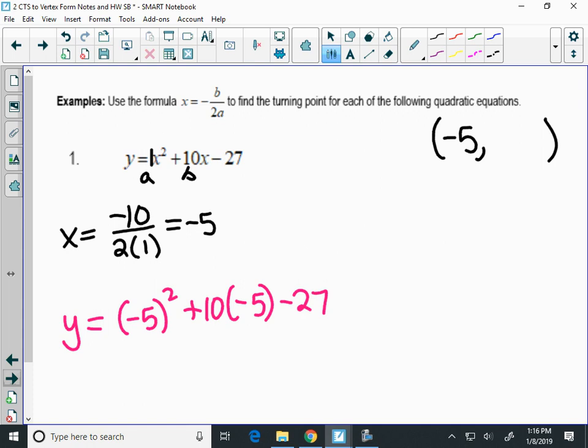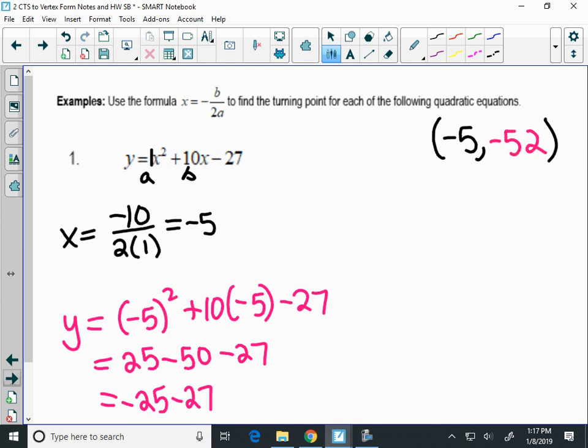We're almost done. All right, what's negative 5 squared? 25. You have 25 minus 50, and then minus 27. 25 minus 50 is negative 25. And negative 25 minus 27? Negative 52. So that's what the turning point would be: negative 5, negative 52. So it's a little bit more work, but it's not horrible work. It just makes you think a little bit.